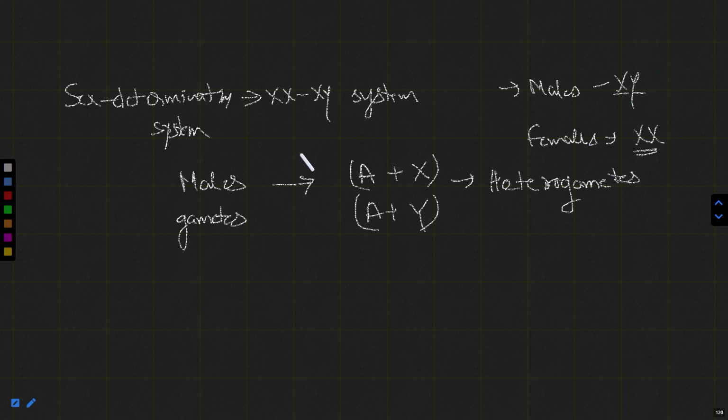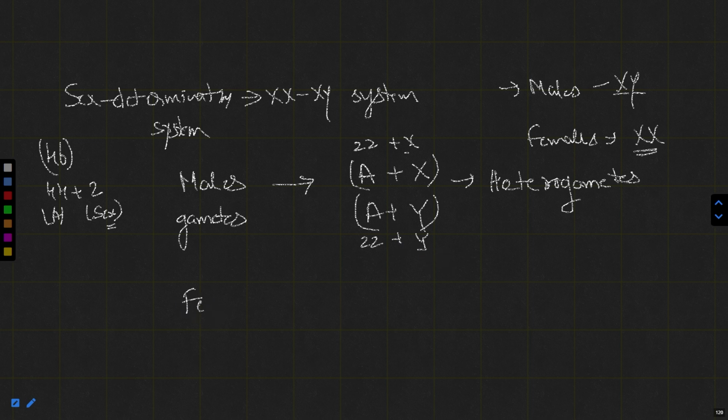Clear? Now what happens? Humans have 46 chromosomes in total. Out of this, 44 are autosomes and 2 are sex chromosomes. So here this will be 22 plus 1 X chromosome. This will be 22 plus 1 Y chromosome. Clear? So in total each will contain 23 chromosomes.